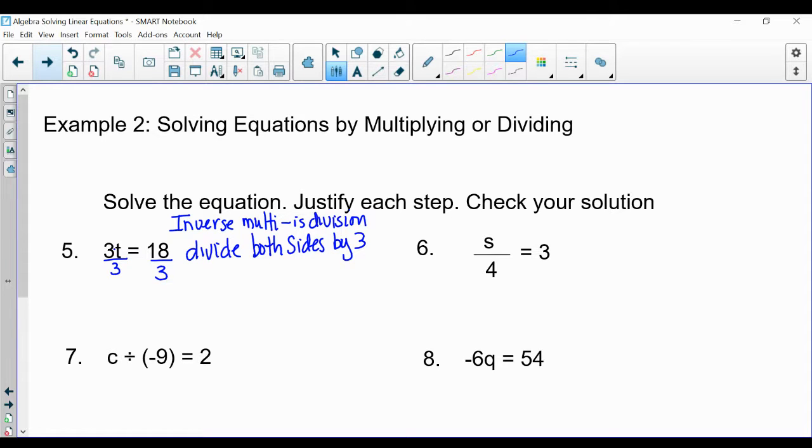So the property I'm using is the division property. Now I divided both sides by 3, so I have t is equal to 6. I'm just simplifying. I wrote down all my steps and justified what I was doing.